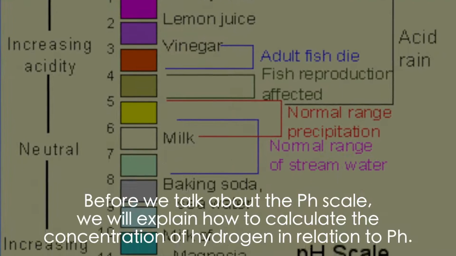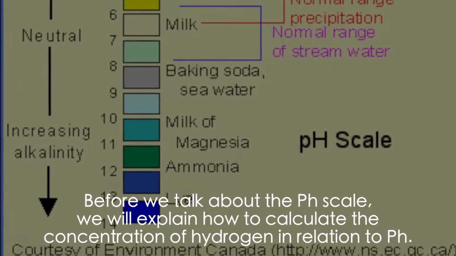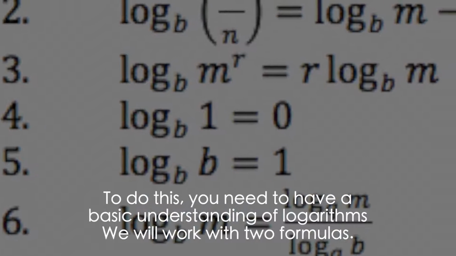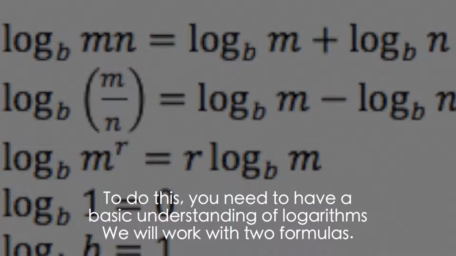Before we talk about the pH scale, we will explain how to calculate the concentration of hydrogen in relation to pH. To do this, you need to have a basic understanding of logarithms. We will work with two formulas.